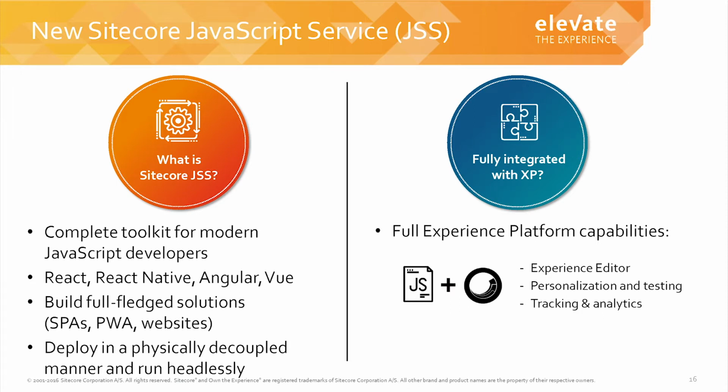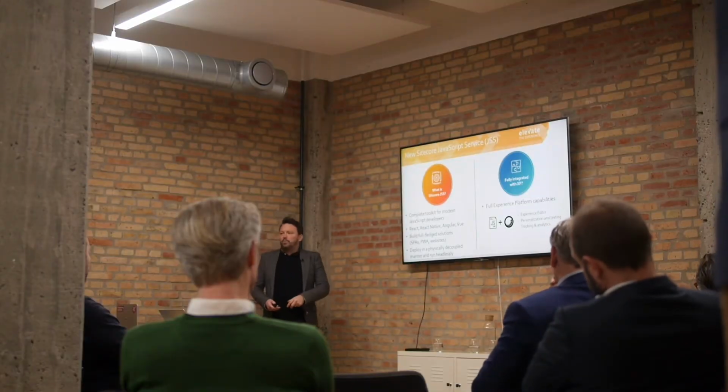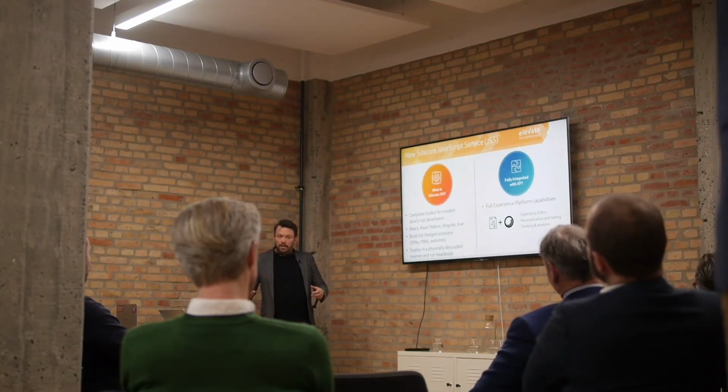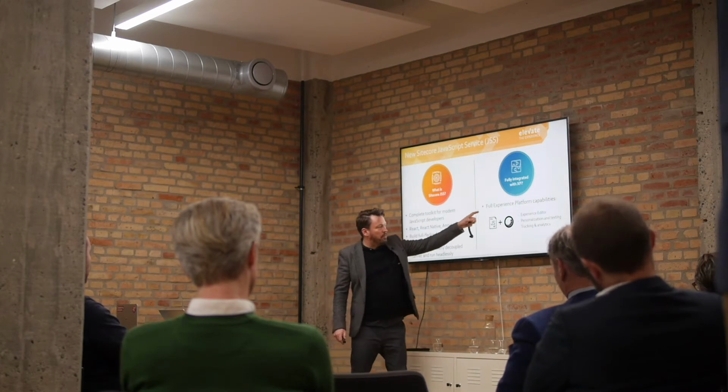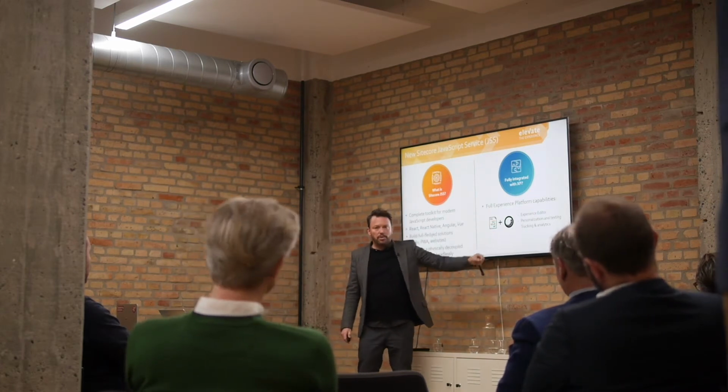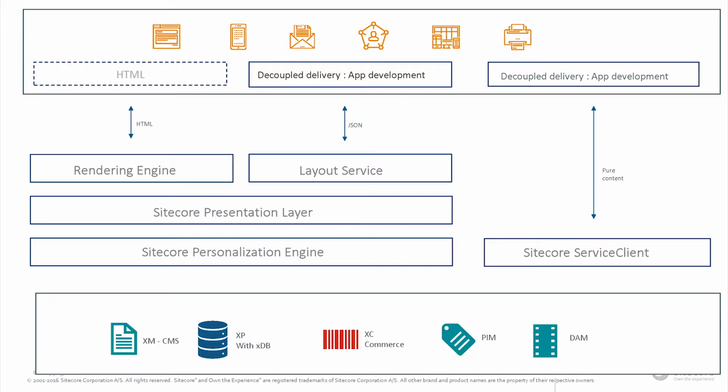So what is JSS, first of all? Well, it is a front-end development kit where you can actually develop in React, React Native, Angular, Vue, and more to come. So you can let the developers work like they do when you develop in a headless way, but you still have the capabilities that Sitecore offers around personalization and testing.